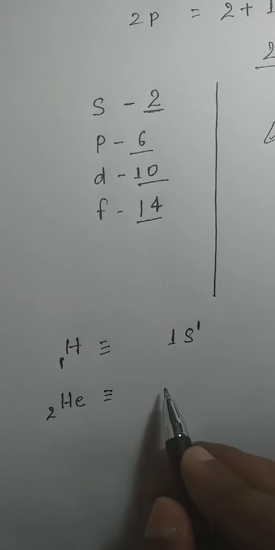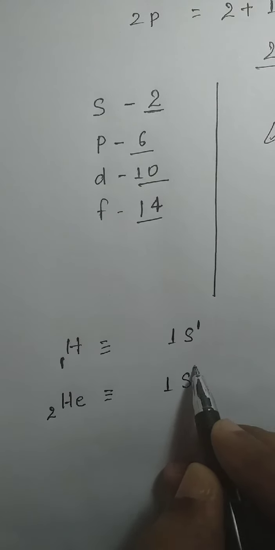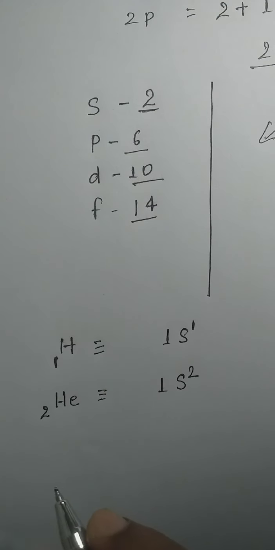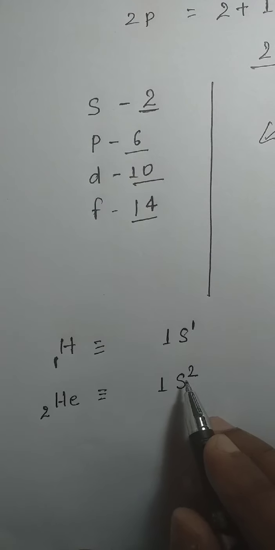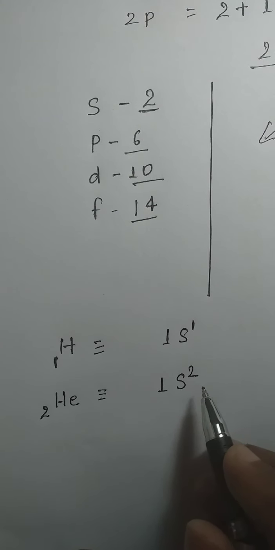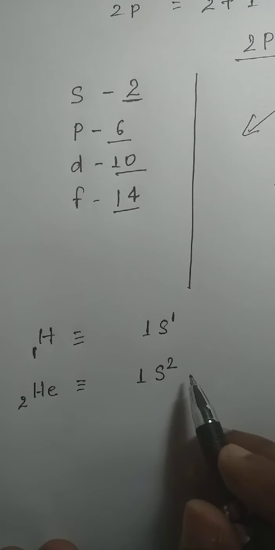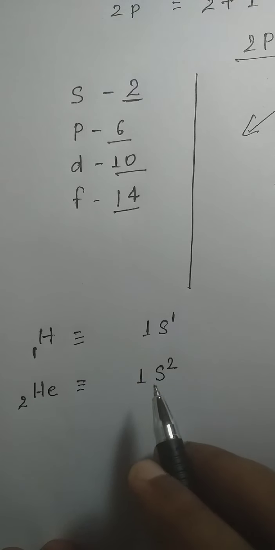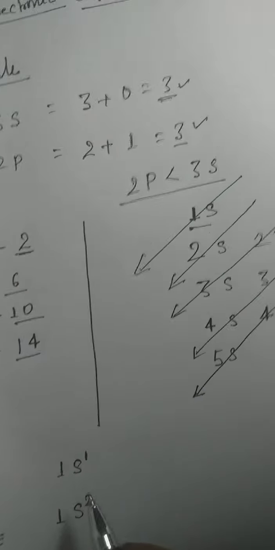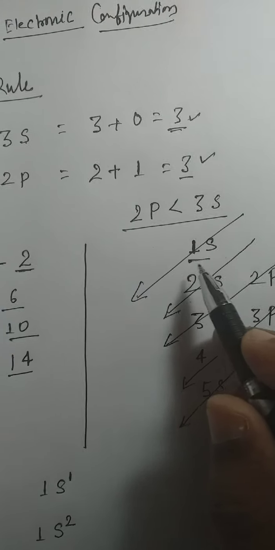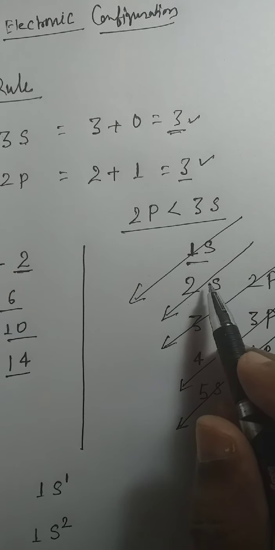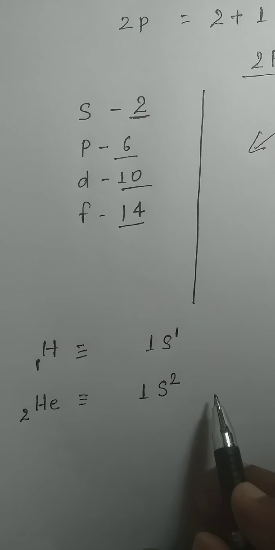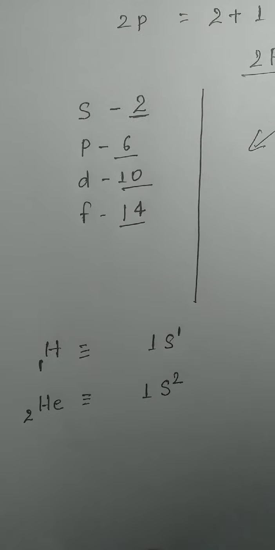So hydrogen is 1s1. Now helium is 1s2. Helium has 2 electrons, so we substitute 2 electrons as 1s2. Similarly, if any next electron arrives, it does not enter 1s because 1s is completely filled to capacity. Next after 1s comes 2s, so if an electron is available, we write it in 2s.